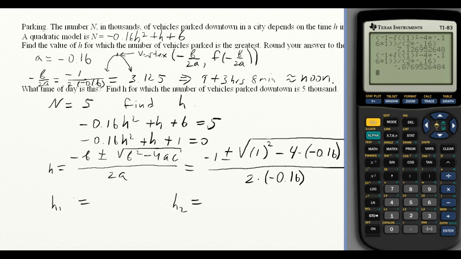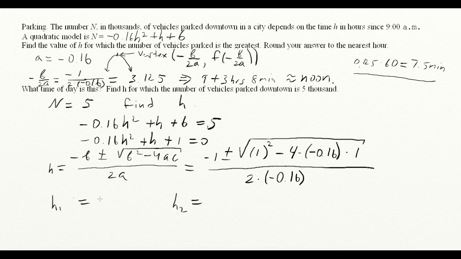So my two solutions are 7 and 1200ths and negative 876 or 77 thousandths. And the negative solution would not work in our case. We're talking about time after 9 a.m. Because of the negative, I'm going to have to eliminate this solution right here. So our solution is h1, which is 7 and 1200ths hours after 9 a.m.